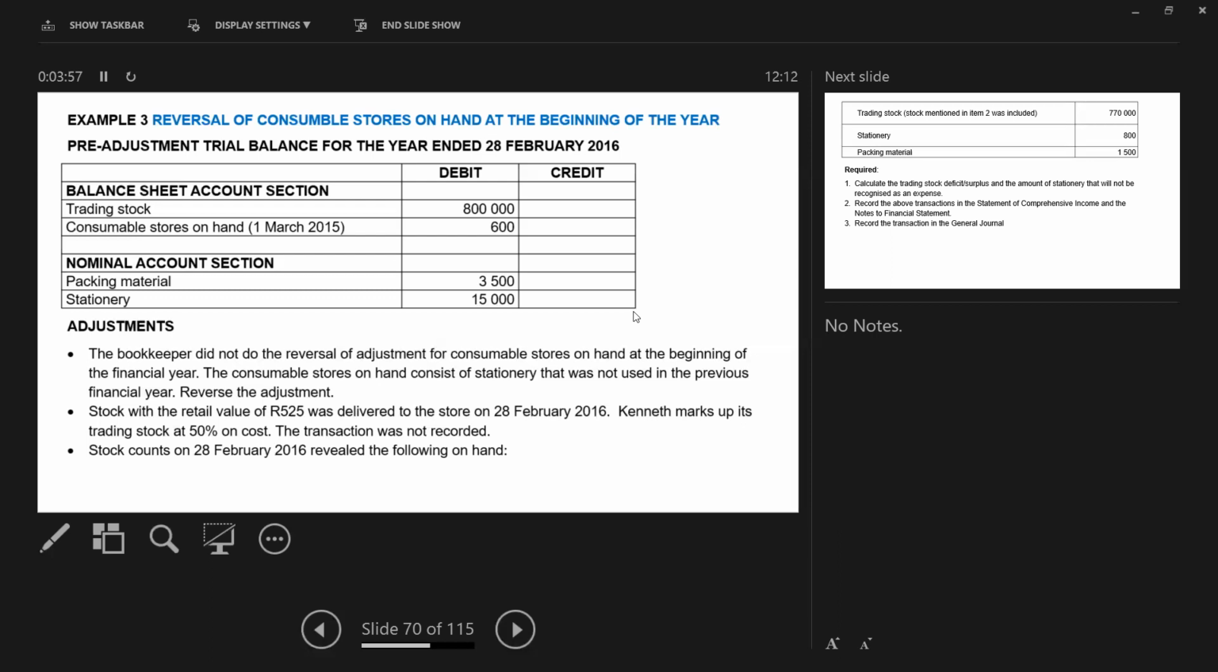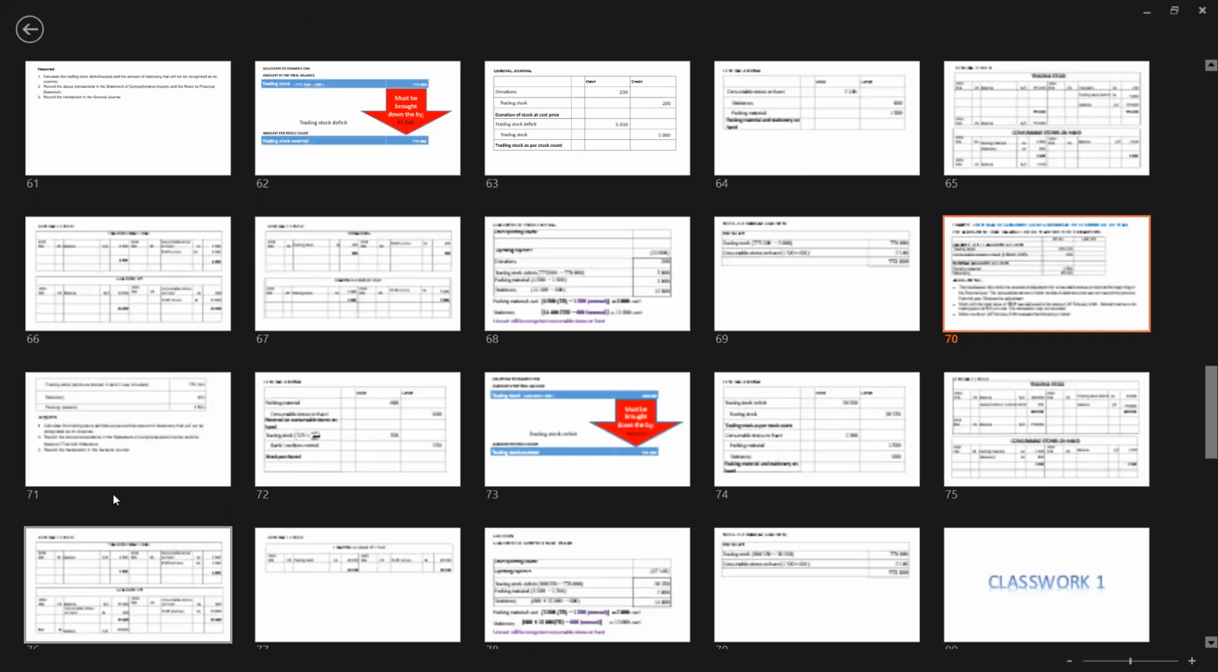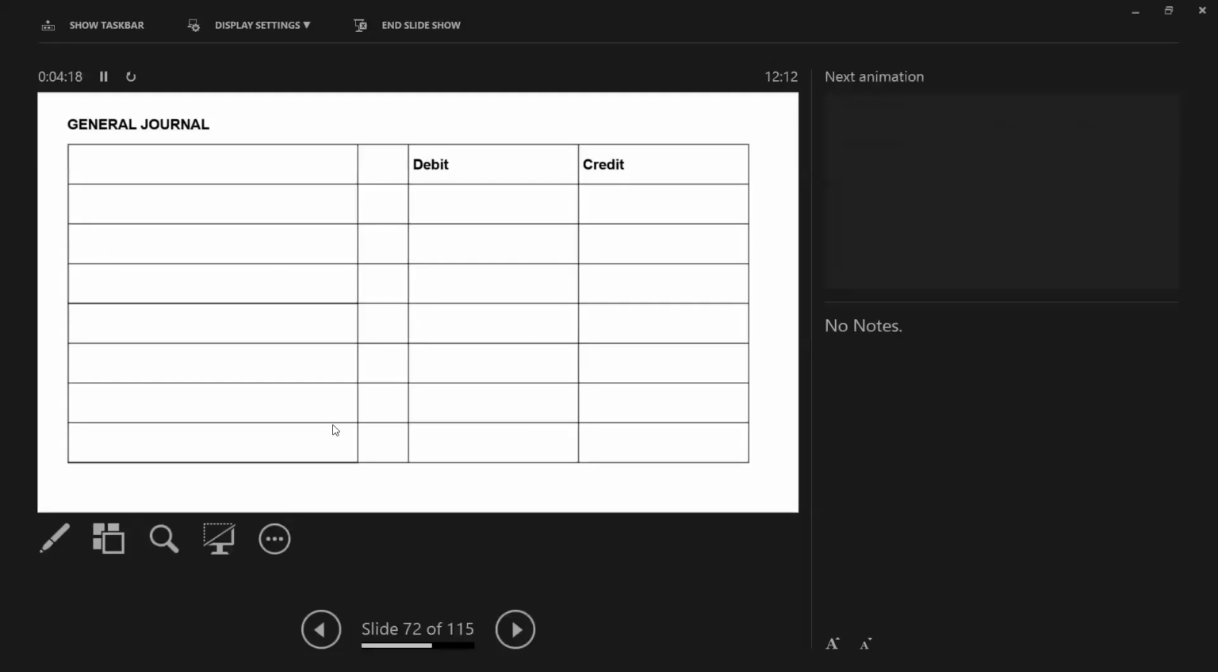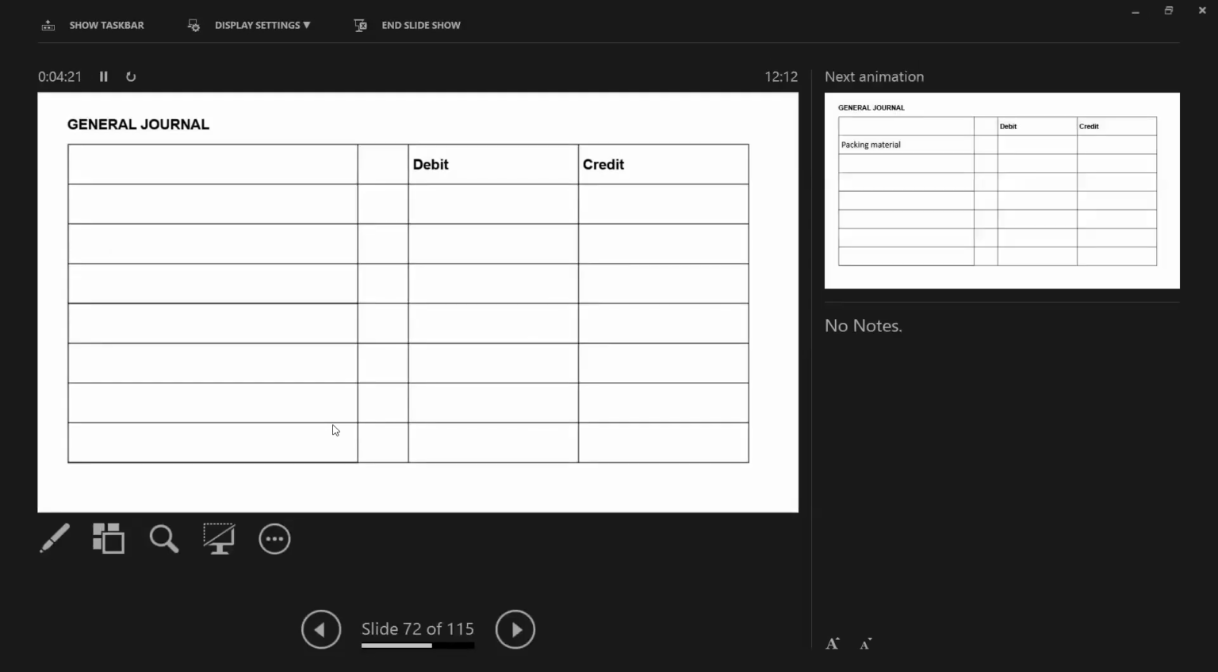Okay. I am going to start by recording the reversal. I will record it in the general journal. Remember, this is in relation to consumable stores on hand, which is the stationery that was unused in the previous financial year.